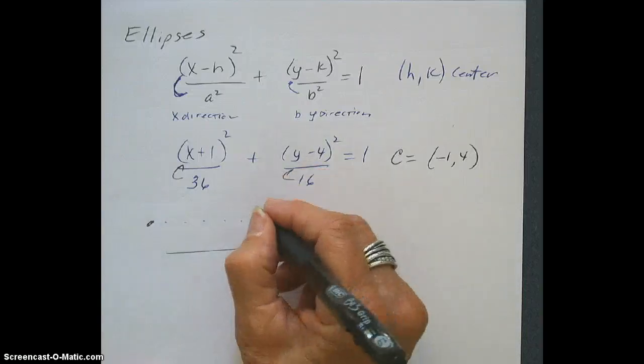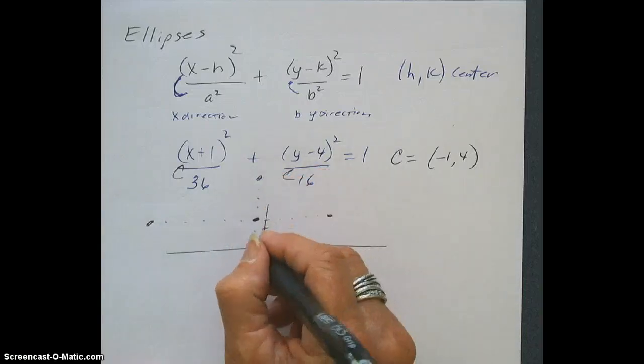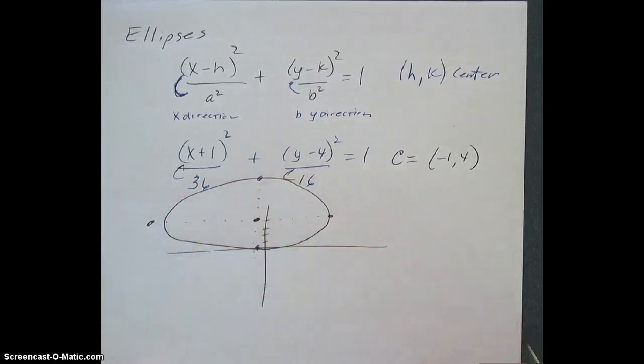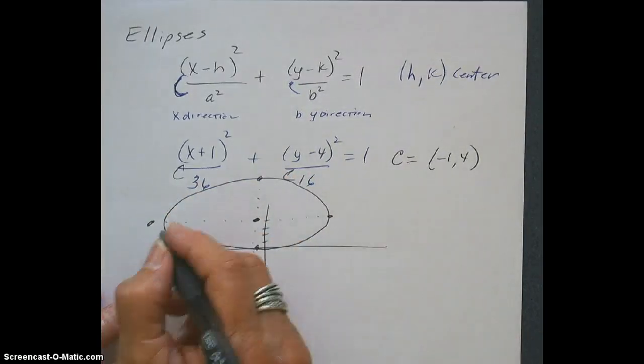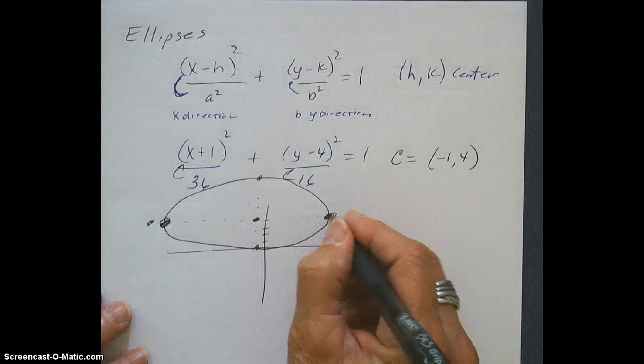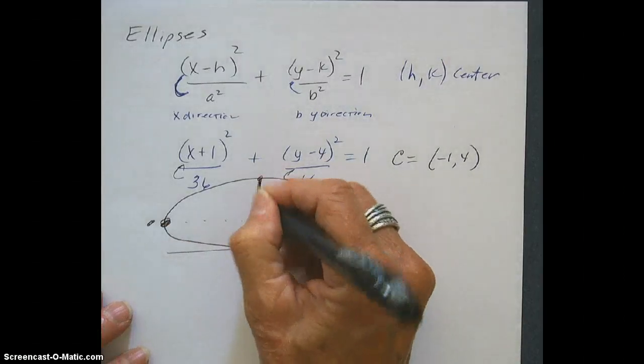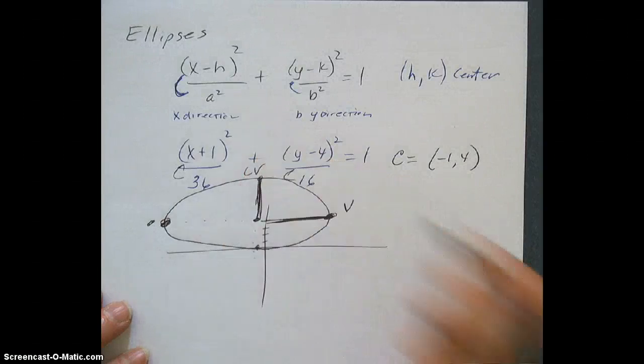We'll go up and down 4. Graph in our ellipse. It might not be exactly to scale, but remember how we label these. The longer ones on an ellipse are the vertices. The shorter are our co-vertices.